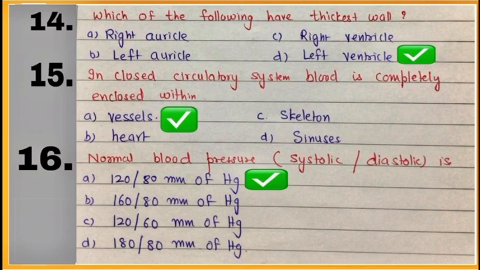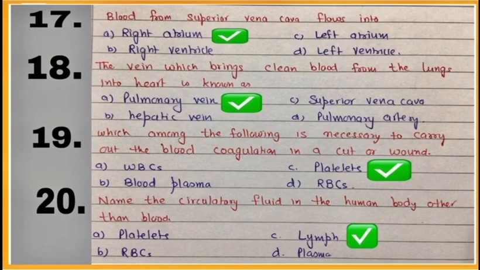Next important points are blood flows completely in vessels in closed circulatory system and our normal blood pressure is equal to 120 by 80 millimeter of mercury. Right atrium receives deoxygenated blood via superior and inferior vena cava from different body parts, while left atrium receives oxygenated blood via pulmonary veins from lungs.